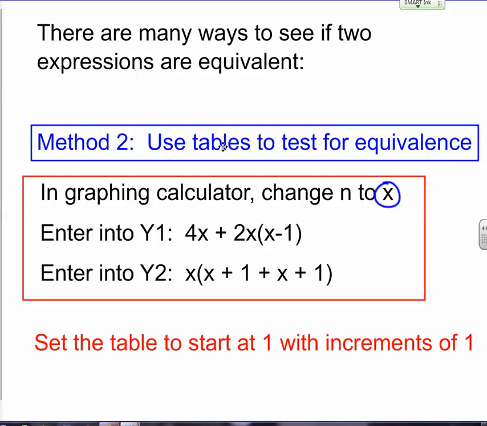A second method is to use the tables in your graphics calculator. So we went to y equals, and you entered Yolanda's pattern for the number of toothpicks, and you entered Suki's pattern. And then we went to second function and set your tables. Second function table set is above the window, and we told the table to begin at 1 and to have increments of 1. That means to count by ones. Then we looked at the table, and what it showed is that for each value of x, when x was 1 or 2 or 3 or 4 or 5 or 6 or 7, we got the same answer in y1 and y2, which meant that these two algebraic expressions are equivalent.